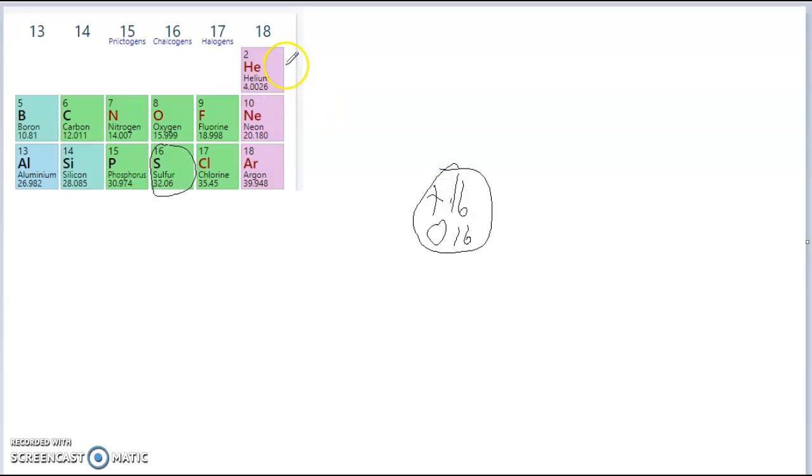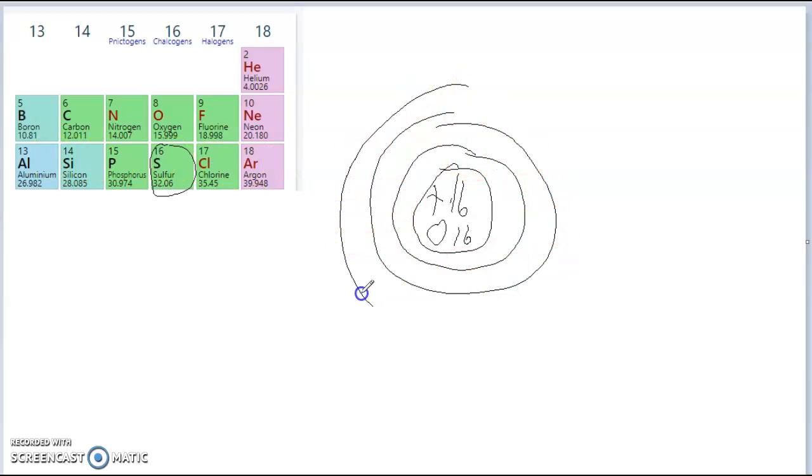Now my energy levels. I'm in period 1, 2, 3. It's period 3, so I know there's going to be 3 energy levels. Great. I also know that there are going to be 16 electrons in this model because protons and electrons are the same in terms of total number in a neutral atom.